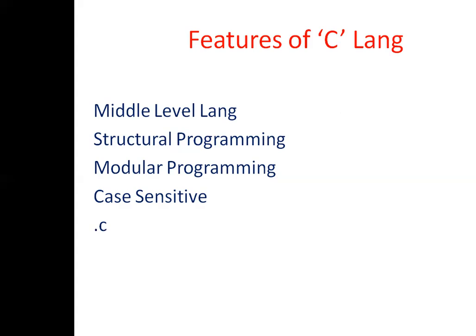So clear? This is about the features. Broadly, we have five features. Middle level language, which has the features of high level and low level language. Structural programming, the language having its own grammatical rules and regulations. Modular programming, where a large program is divided into some small programs. Case sensitive, wherever we have to use small, we have to use small only. And it has the extension name .c to be recognized as a C program file.